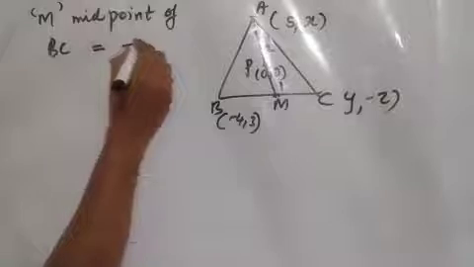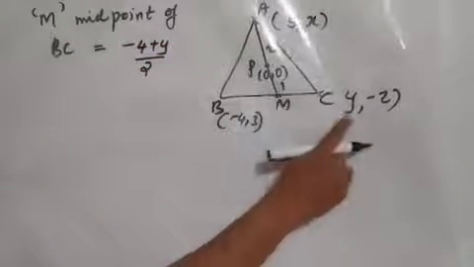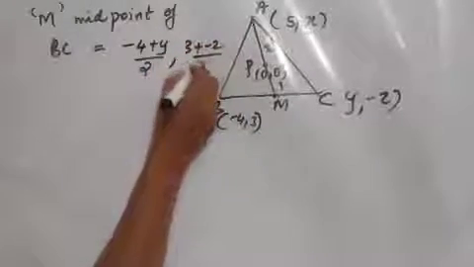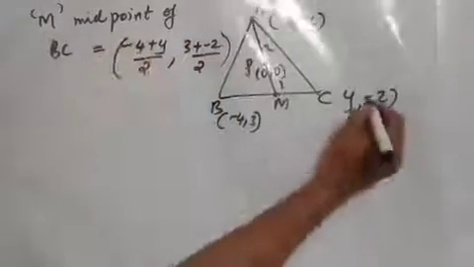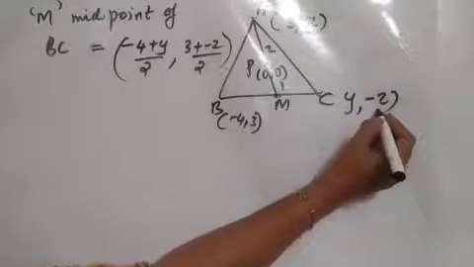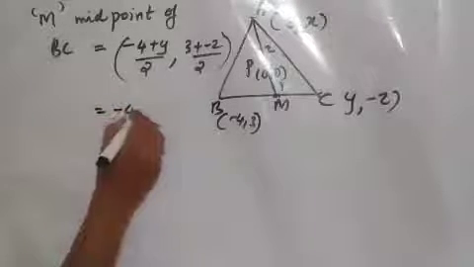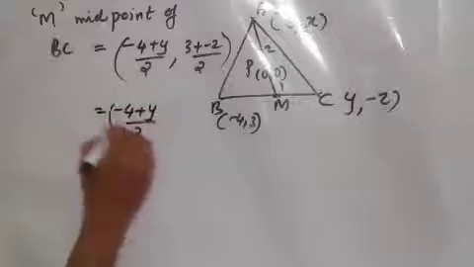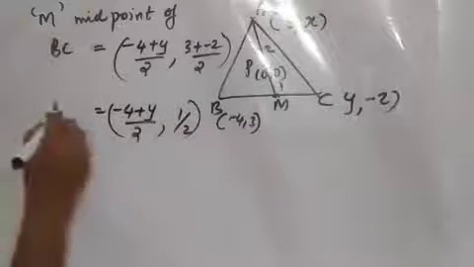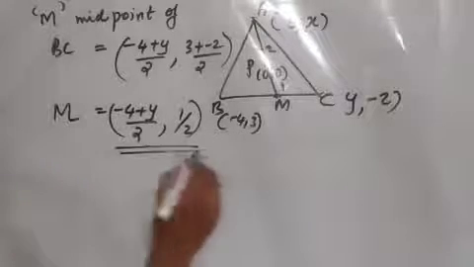How can we obtain the midpoint? (x1 plus x2) by 2: (-4 plus y) divided by 2, and (3 plus -2) by 2. Note down, it is not 2, it is -2. Now midpoint is (-4 plus y) by 2, we can't simplify it. Then 3 minus 2 is 1, so 1 by 2. Thus the coordinate of M is ((-4 plus y) by 2, 1 by 2).